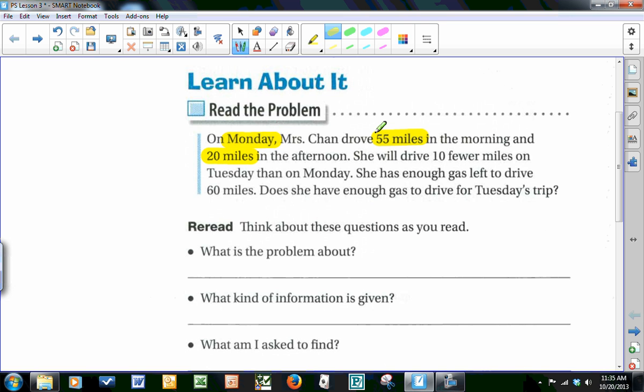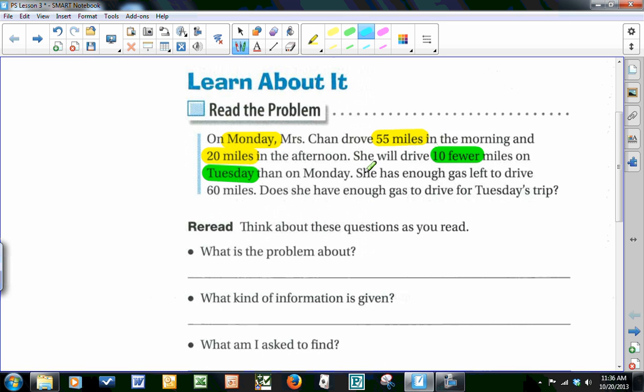So on Monday, if I wanted to find out how many miles she drove for the whole day, I would add up 55 plus 20. So there's a little mental computation of an equation in my head. Now let me switch colors and read the second sentence. She will drive 10 fewer miles on Tuesday than on Monday. 10 fewer. Fewer means less than, so I'm going to have to subtract from what she drove on Monday.